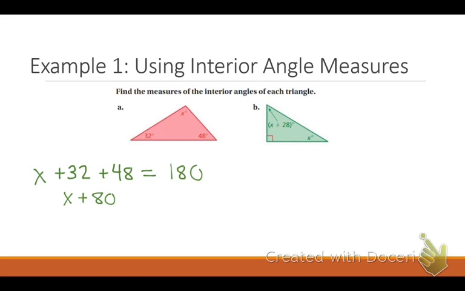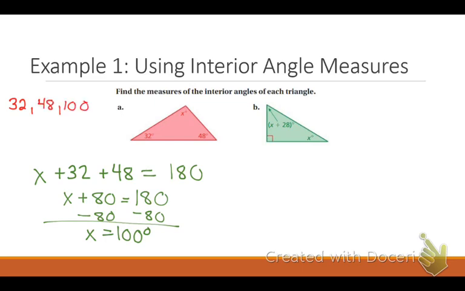I am okay if you do the adding in your head and write x plus 80 as your original problem, but I need to see your original equation. Solve for x: subtract 80 from both sides, and x equals 100. Now remember, this is not your final answer. Your final answer is to list your angle measurements. In this case, there's no math to do. I just list it: 32, 48, and 100. Make sure you have your little degree symbols, and that's your answer.